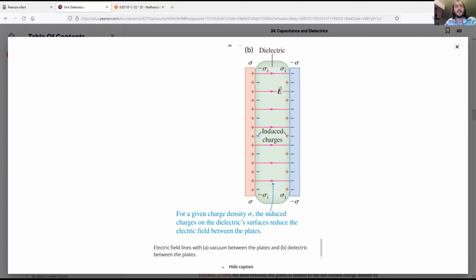The electric field on the inside is going to be less than the electric field would have been in vacuum, because now you have these polarized charges inside this dielectric, which actually oppose the electric field in that region of space. So remember, electric field lines go from positive to negative, and you can see inside the dielectric we have a separation which is opposite the separation on the parallel plate capacitor's plates. Okay.